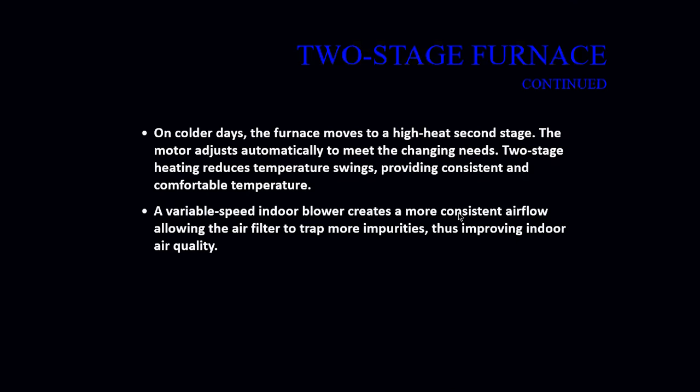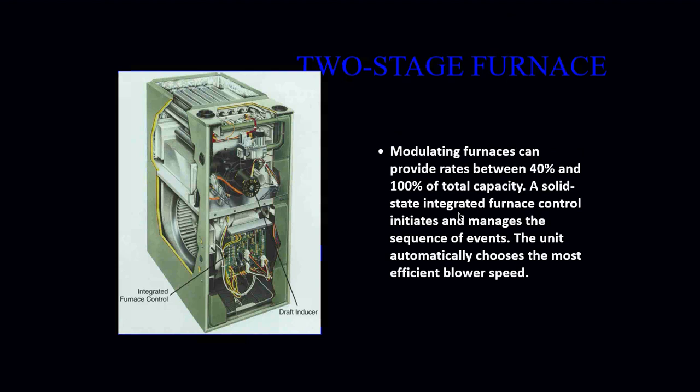Your variable speed indoor blower also will modulate up and down based on the demand, and it creates a more consistent airflow, allowing the air filter to trap more impurities, thus improving the air quality indoors or inside the space. Your modulating furnaces can provide ratings between 40 and 100% of the total capacity.